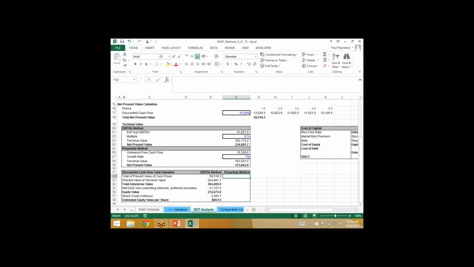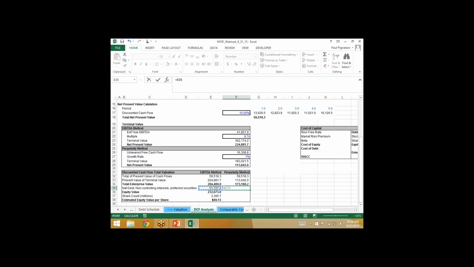And we do the same thing for the perpetuity method. Total present value of cash flows, 59518. Terminal value, the 113. You add. This is what you want to compare. Why? There's either an explainable reason or something's wrong with one of your assumptions. So we'll analyze that tomorrow. Let's just get the WACC in order.